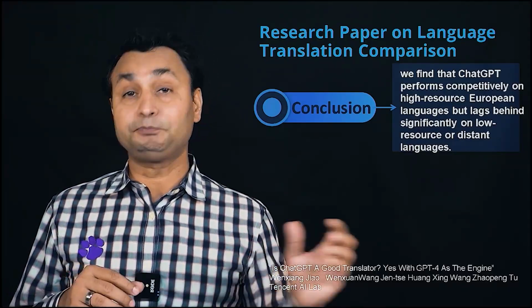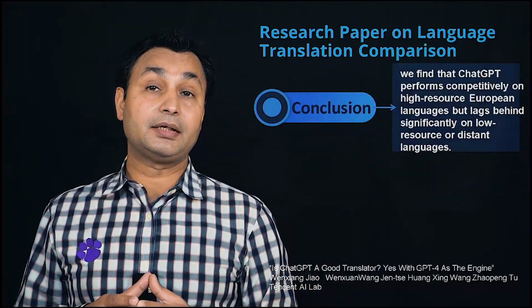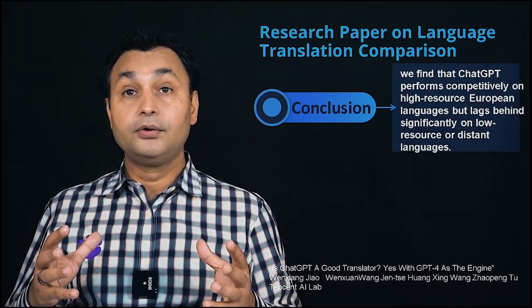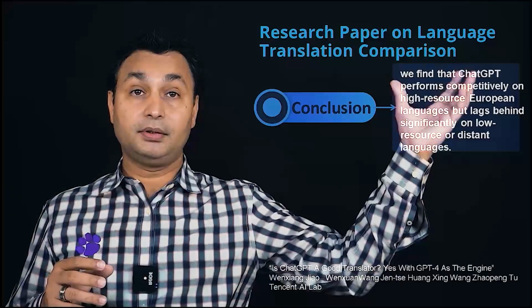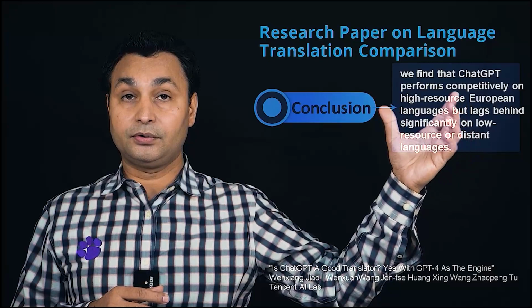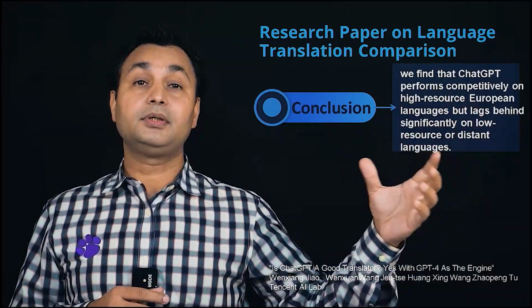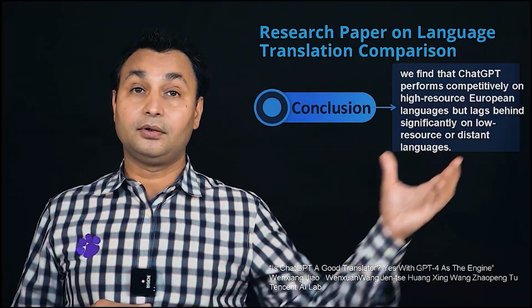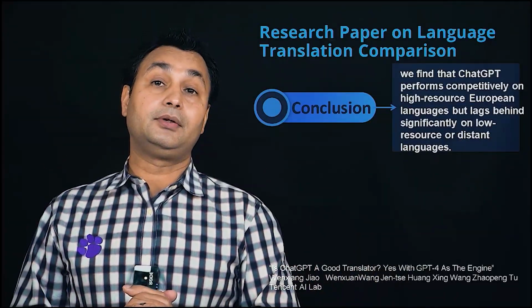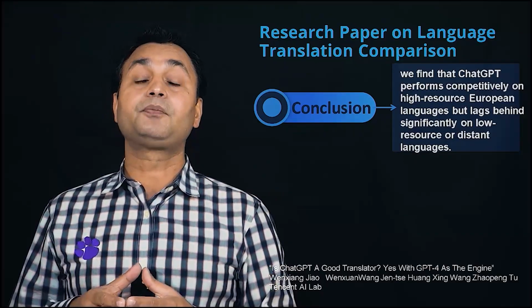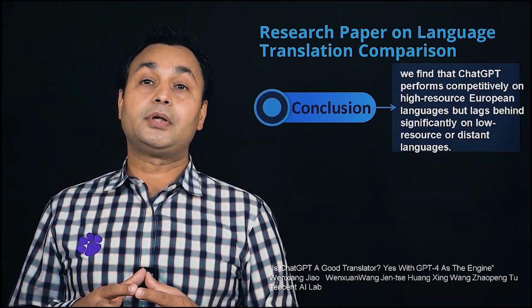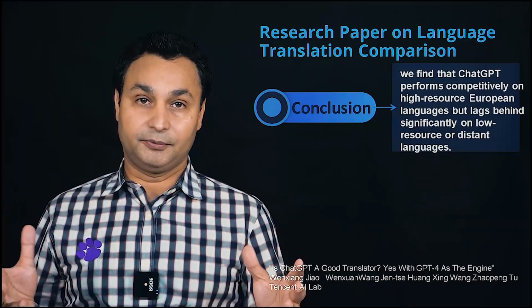And this is why, since ChatGPT is a large language model learning from deep learning, it requires a lot of data to train itself. That's why they have observed that ChatGPT's performance is really good in high resource languages, whereas it's not so great on the low resource or distant language capabilities. So that's the key conclusion that you can get out from the paper. It also gives you an affirmation that ChatGPT's language translation capabilities are really good.